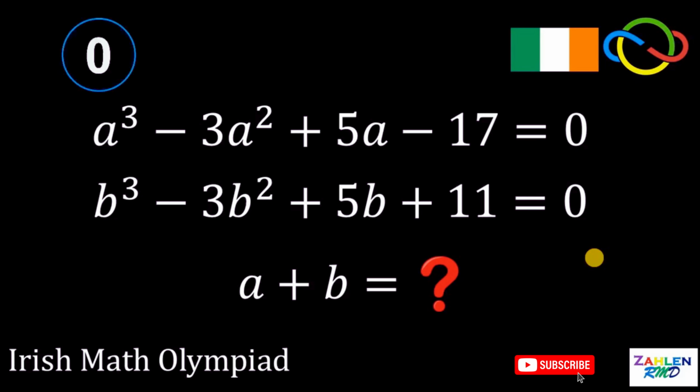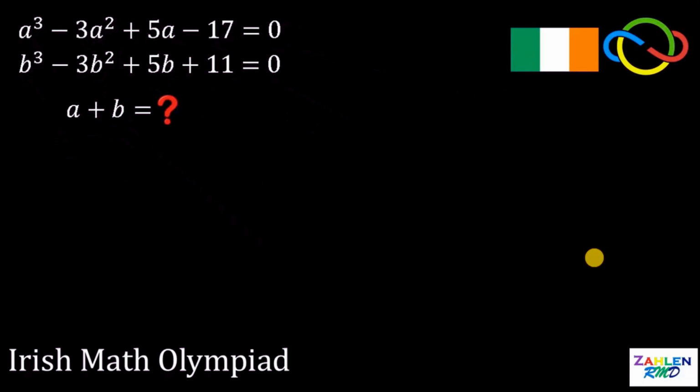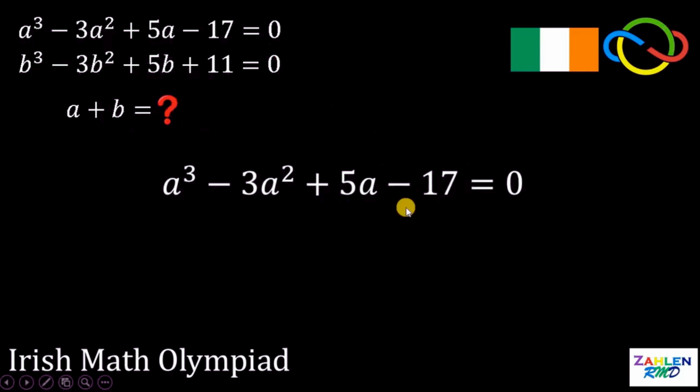Now, let's answer this question together. By the way, this challenge question comes from the Irish Mathematical Olympiad. First thing to do is to get this equation. We have a cubed minus 3a squared plus 5a minus 17 equals 0.